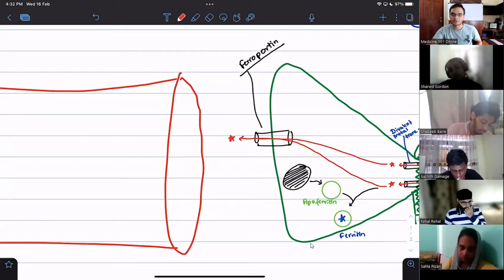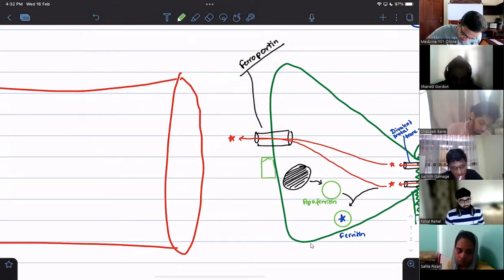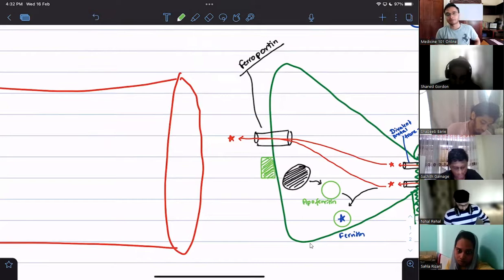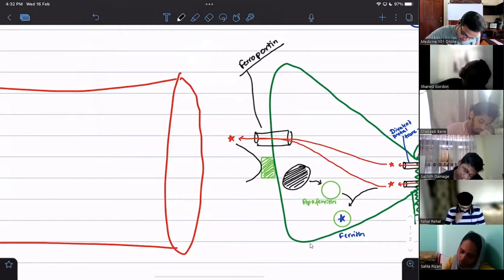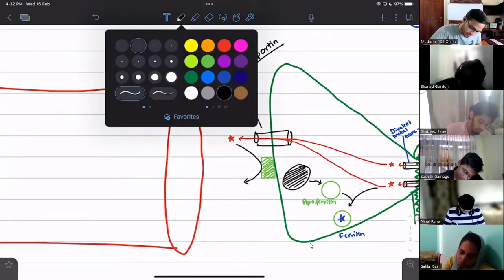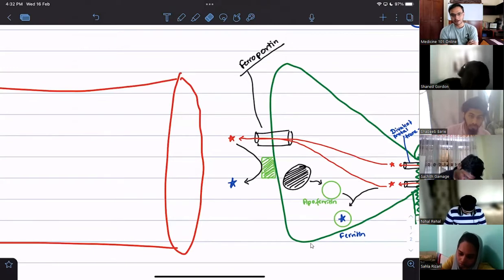What should be here? Oxidize. Simple. An oxidizing enzyme. There is another enzyme here on the basolateral surface that will take this ferrous ion and oxidize it into the ferric form, Fe3+. What is the name of this enzyme? Ferroxidase. Excellent. Yes, correct.